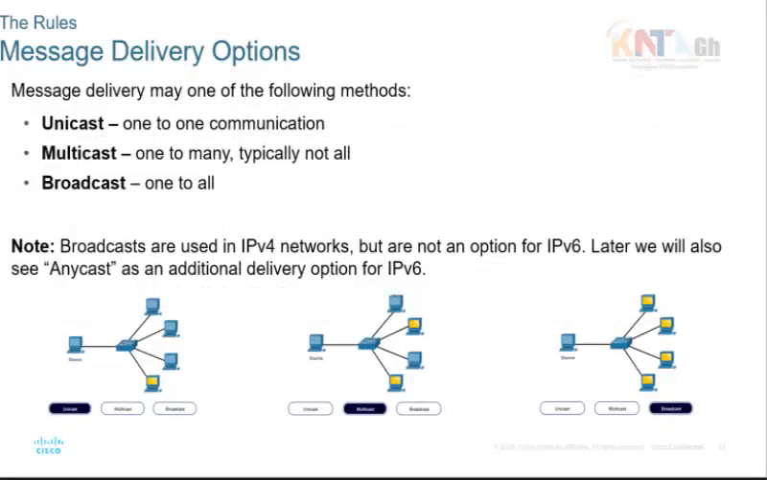Now let's look at some message delivery options. We have one-to-one communication, which we call the unicast transmission. We have one-to-many, which we call the multicast transmission. And then we have the broadcast, which is one to all. So here, a unicast message sends from one to one. Here, a multicast message sends from one to a section, that is, the members. The broadcast sends from one to all.